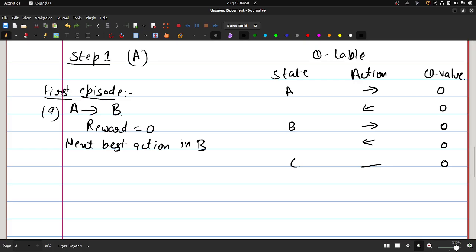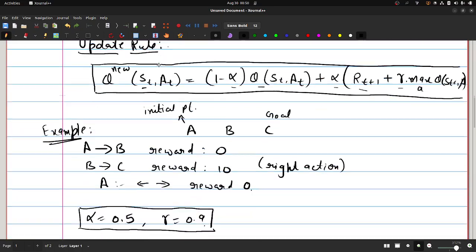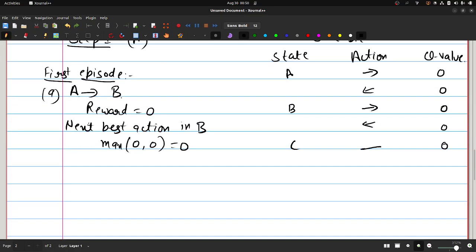So in B you can have two actions, right and left. So it is the max of both of the Q values for left or for right, 0 comma 0, so it is 0. So the max Q(s', a') for B is 0.